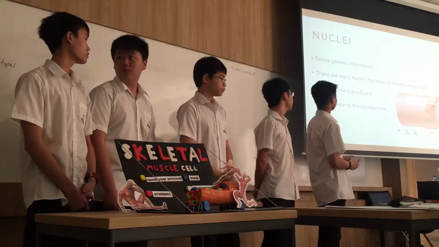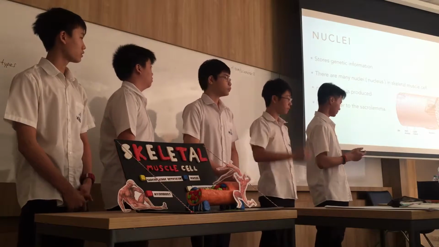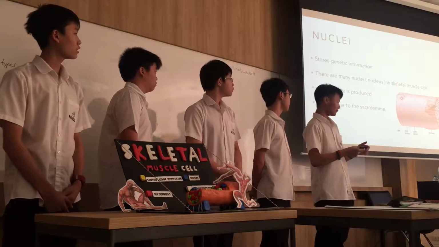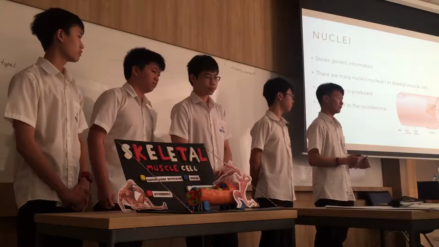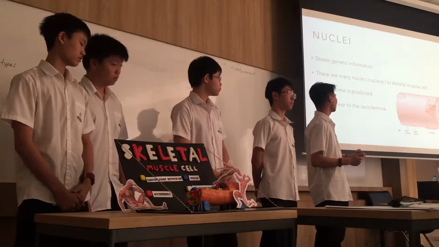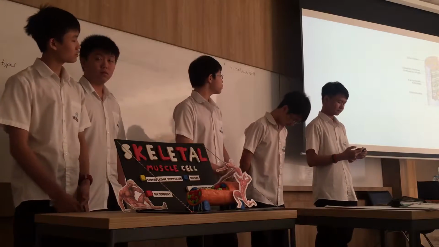Also, the nuclei are located near the sarcolemma, which is the cell membrane. As you can see here, this is the nuclei. And of course, because there is no ribosome, there is no rough ER as well, because rough ER is made up of ribosomes attached to ER.